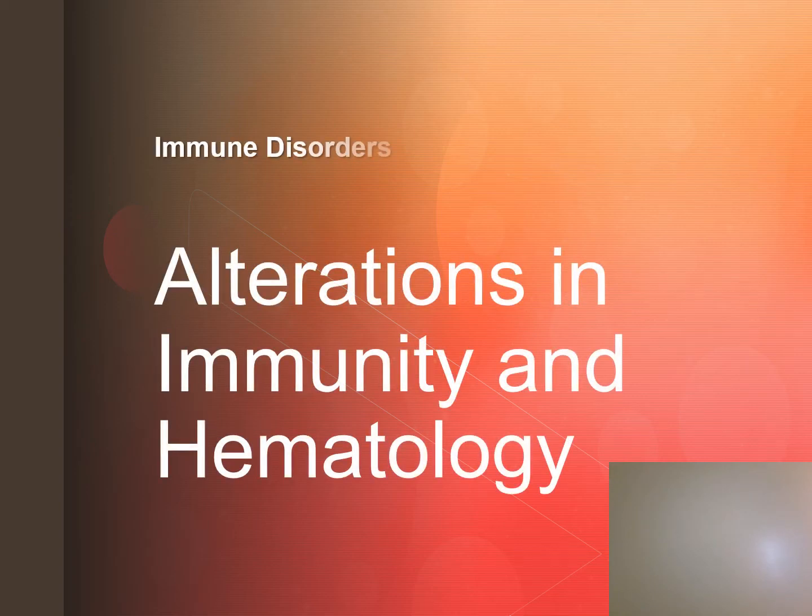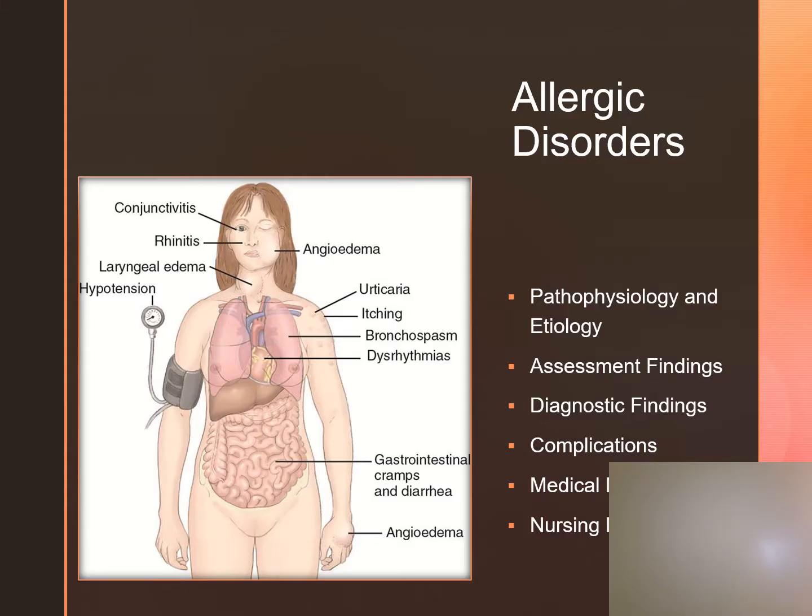Alterations in immunity and hematology, immune disorders. An allergic disorder is characterized by a hyperimmune response to a weak antigen that usually is quite harmless. Antigens that cause an allergic response we call allergens, and somehow they gain entry from the environment.